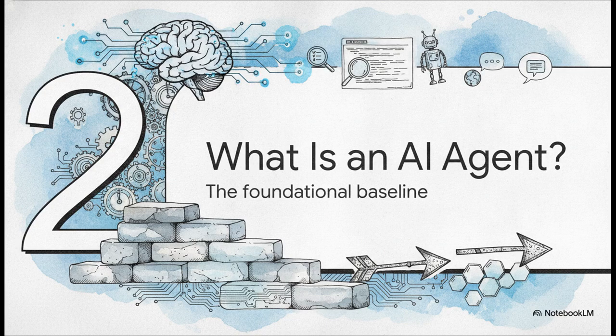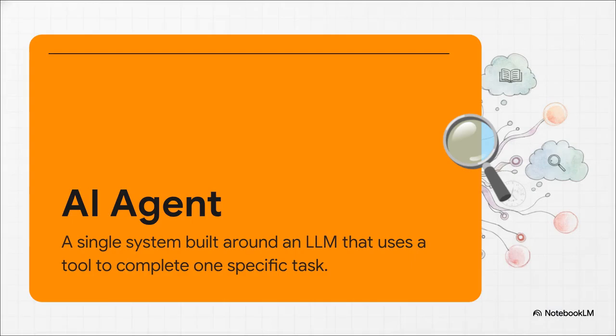Section 2. What is an AI agent? Let's establish our foundational baseline. If you strip away all the marketing hype, an AI agent is fundamentally a single-purpose system. It's built around an LLM. It perceives your input, decides on an action, and uses a tool to complete one specific task. It's just sitting there, essentially dormant, waiting for your instruction to perform one well-defined job.